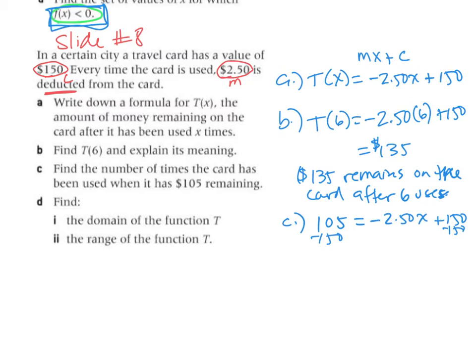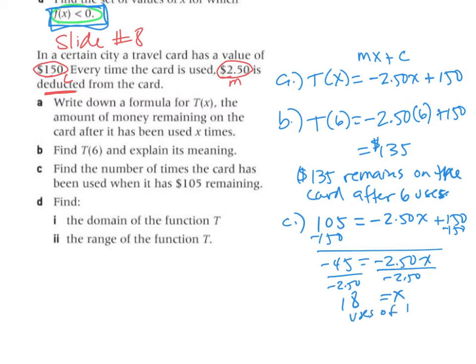So this would be, let's see, -45 is equal to -2.50x. Divide both sides by -2.50. And x turns out to be 18, excuse me. So 18 uses of the card is when the value of the card is $105.